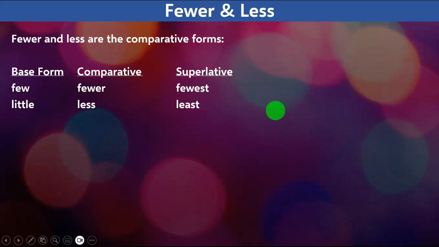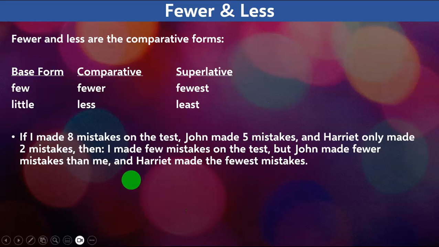Now let me take a couple of examples to explain this to you, right? Let us take this example. If I made 8 mistakes on the test, John made 5 mistakes, and Harriet only made 2 mistakes, then I made few mistakes on the test. But John made fewer mistakes because he had 5. I had 8, he had 5. Then me, and Harriet made the fewest mistakes because Harriet had how many? Only 2 mistakes. So I hope the meaning of few, fewer, and fewest is clear with this example.